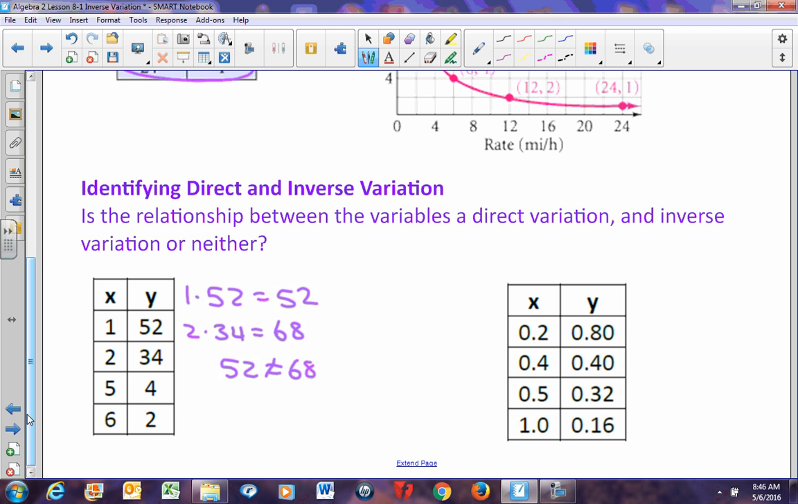What I should have started with is taking a look at this. Y goes down, x goes up. So it's either inverse variation or it's neither. It's not direct variation, because direct variation says as one value goes up, the other value goes up. Here, x is going up, but y is going down. Therefore, it cannot be direct variation, so it has to be inverse variation or neither. Since x times the y value is not constant, this is neither.